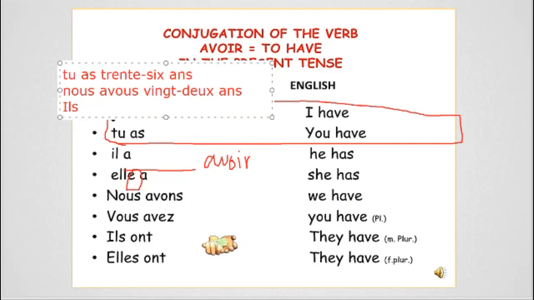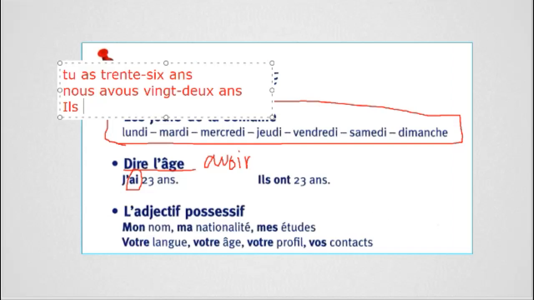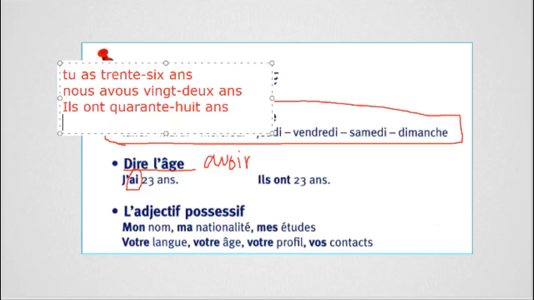Okay. Can you see that? Ils sont 48. Ils sont 38. Okay. 48. Okay. Quarante-huit ans. Okay. They are 59 years old. They are girls, old girls. Ils sont is only for boys. Very good. Elles sont. Okay.